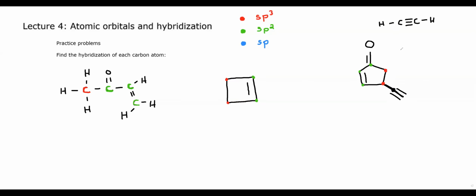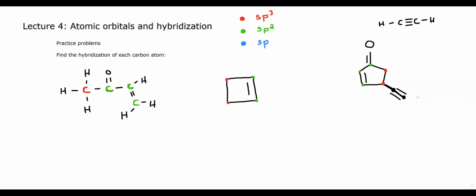Because of VSEPR theory, those substituents want to spread out as much as possible. If we only have 2 substituents, they'll spread out in a straight line. So don't let this confuse you. There's a carbon on the side. There's a carbon on this side. There's a carbon on both sides of that triple bond. So I think it's easiest to draw them in with little bubbles if you're confused.